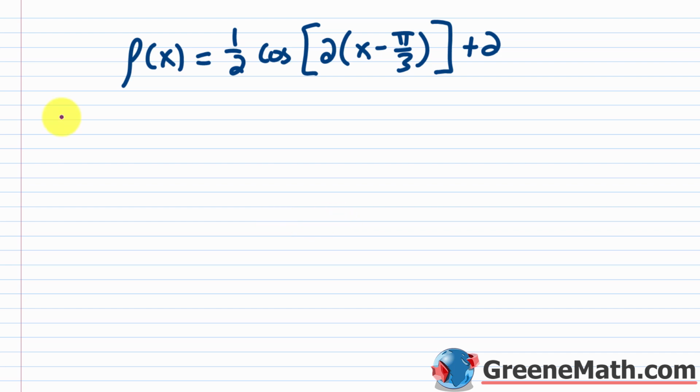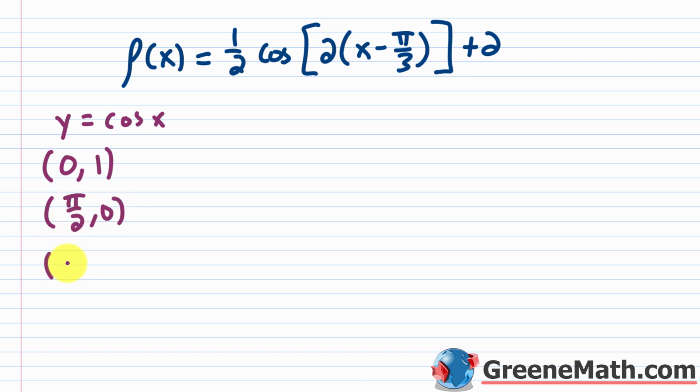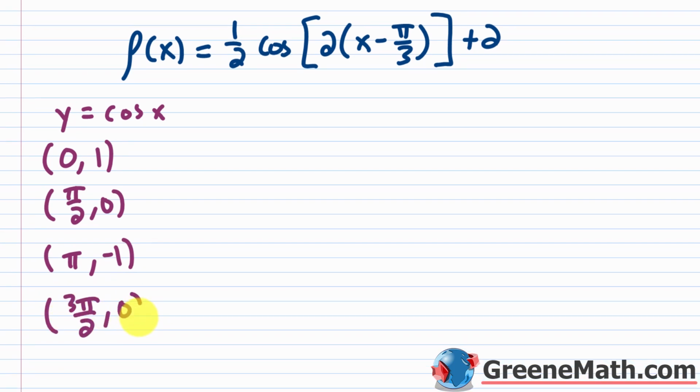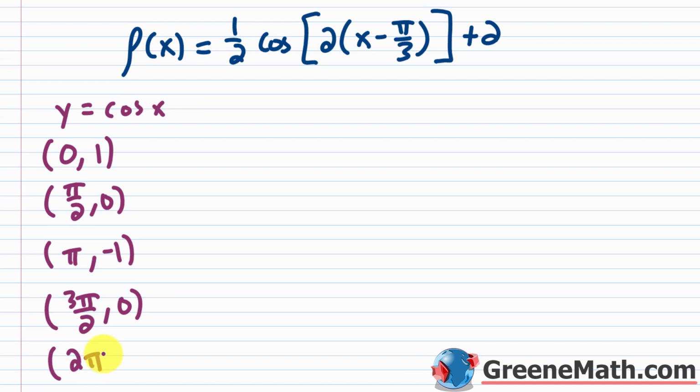So let me just start off by writing y equals the cosine of x, just for reference. So we have our points. So we know that we have 0, 1 to get things started. Then we have pi over 2, 0. Then we have pi, negative 1. Then we have our 3 pi over 2, 0. And then lastly, we have 2 pi, 1.